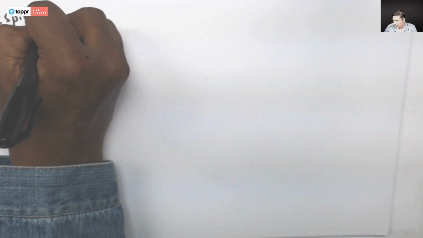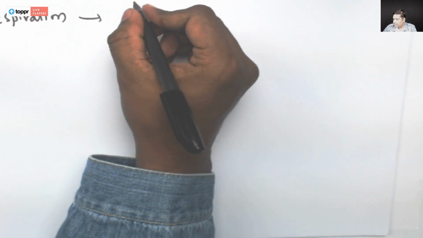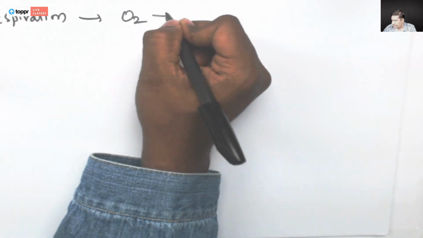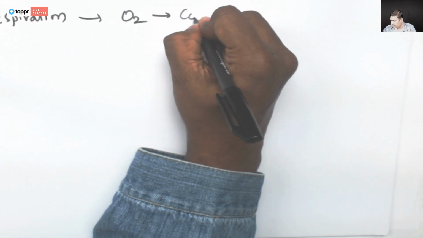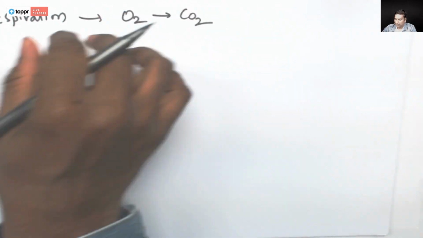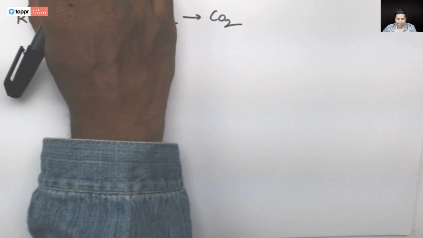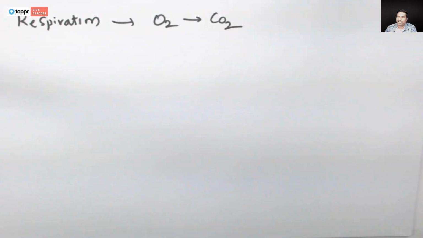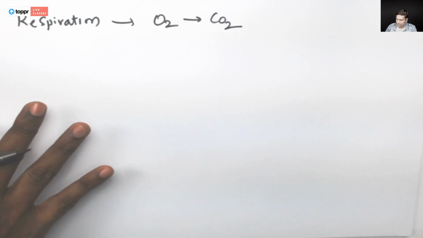What is respiration? In short, respiration is taking in gases, taking in oxygen, and this is the basic definition of respiration. Taking in oxygen, taking in air. The respiratory system is there to ensure that the oxygen actually enters your body and the carbon dioxide leaves your body. That's the whole purpose of your respiratory system.